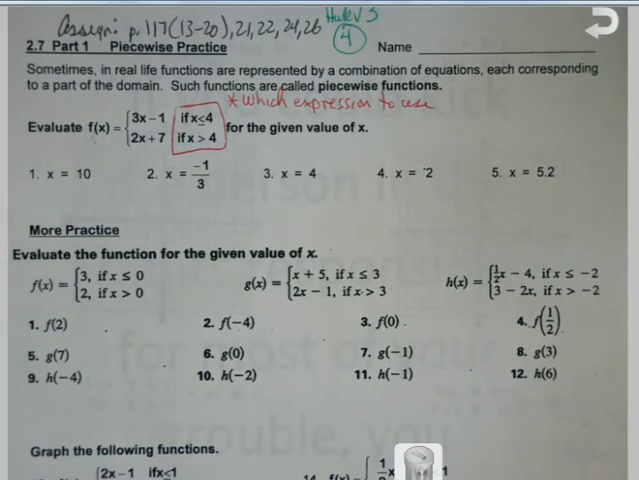Okay? So when I'm looking at my numbers, 10, negative 1/3, it's only going to work with one of those two. It's not going to work with them both. So what I want to do here is, my first question would be, so x equals 10. If I'm just looking at those two inequalities, which one does the 10 fit into?